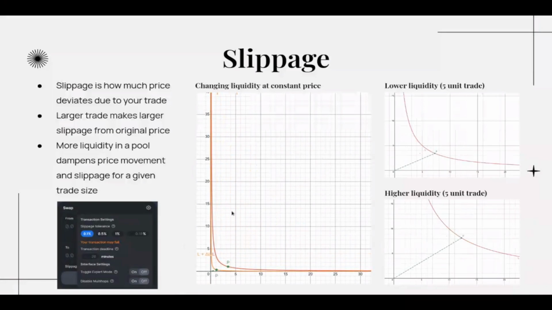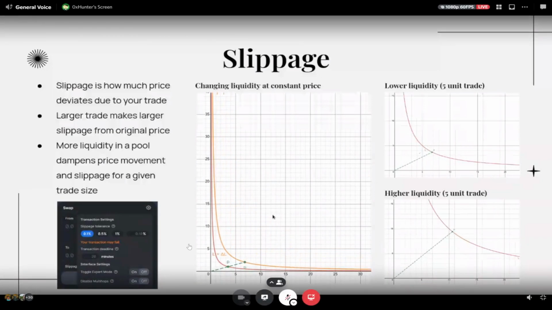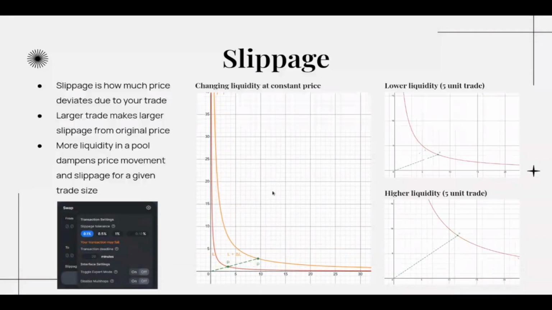And the consequence of this is as you add more liquidity, the slippage for a given trade decreases in a pool. As an example, both of these are 5-unit trades. I have one curve which has less of each token in it and one curve that has more of each token in it. So you can see this is more concave than this one. And for a 5-unit trade, the slope of this line, which is the price, changes much more dramatically than the slope of this line in a 5-unit trade.